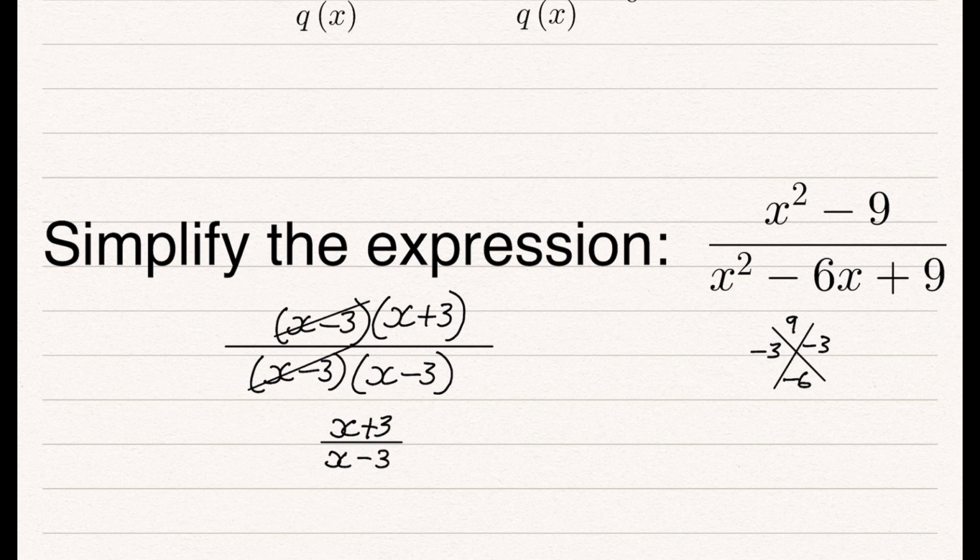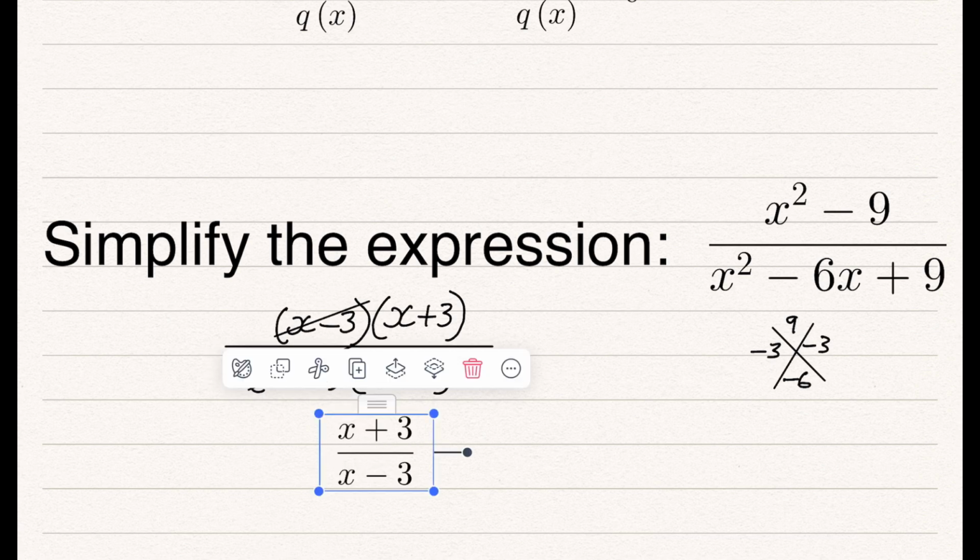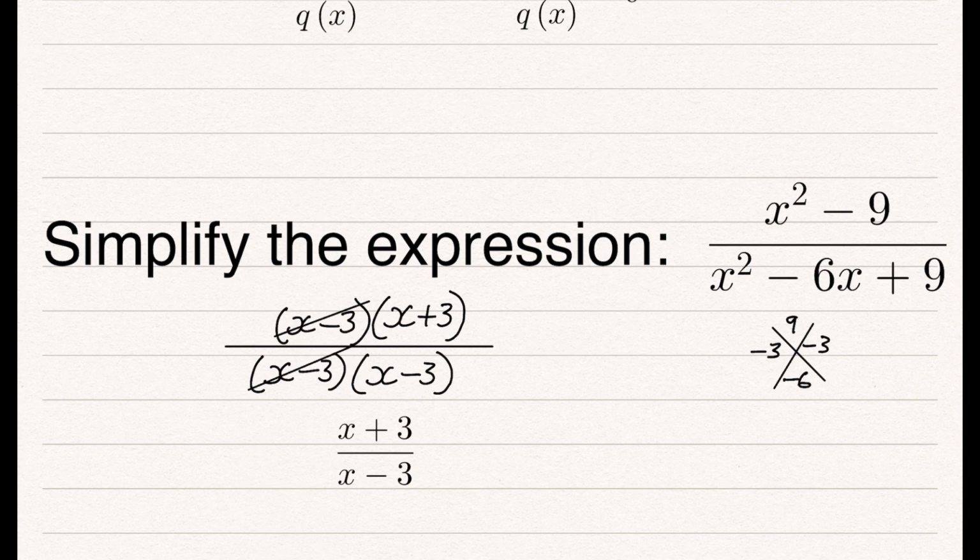The last thing we need to check is, will the domain or range be impacted? So here, the domain, originally we could not put in positive 3. And in our final, we still can't put in positive 3 because that would give us division by 0. x minus 3 could not be 0, so x cannot be 3. And that was true both in the original and the final.